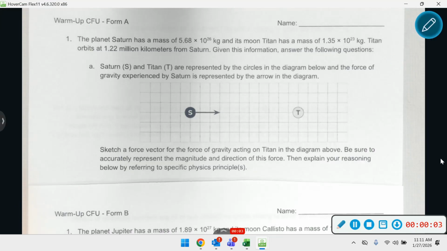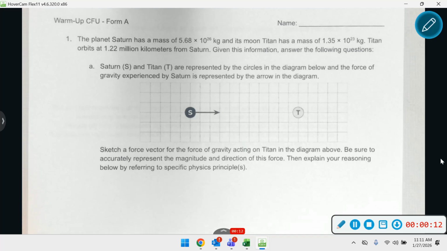All right, this is Form A and Form B from the warm-up quiz that we gave today. Forms A and B are over the universal law of gravitation. We're going to start with Form A, and then we'll take a look at Form B.